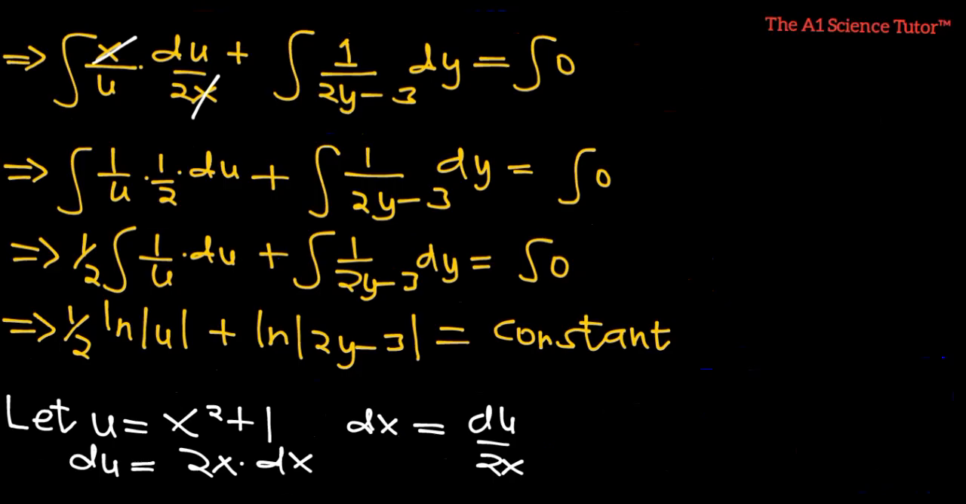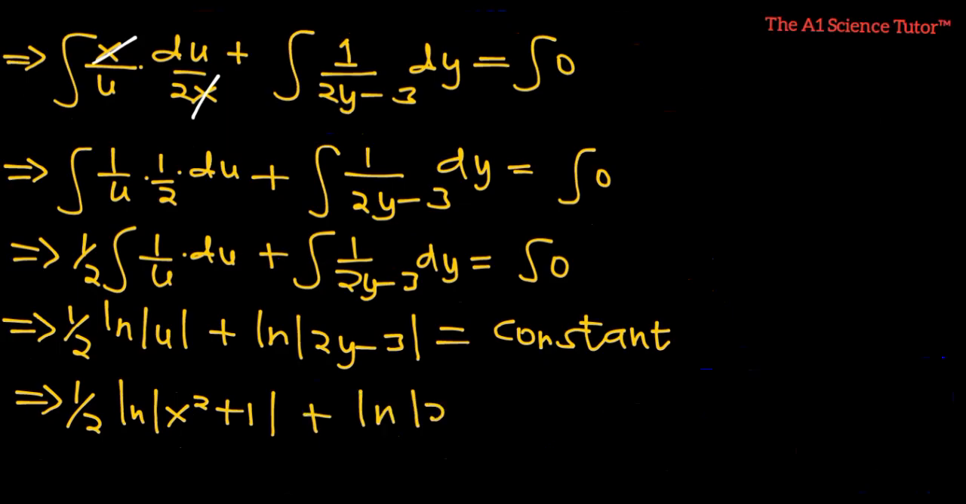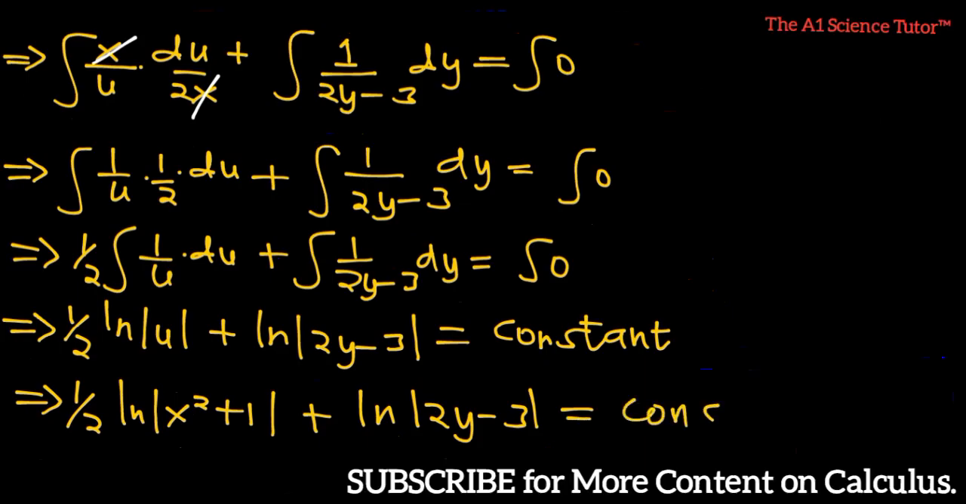Now finally, we know what u is. We said u is x squared plus 1. So I just need to rewrite this and replace it with what it is supposed to be. That is going to be ln of x squared plus 1. Over here we have ln of 2y minus 3, and this is equal to a constant. So this will be the answer to the question.